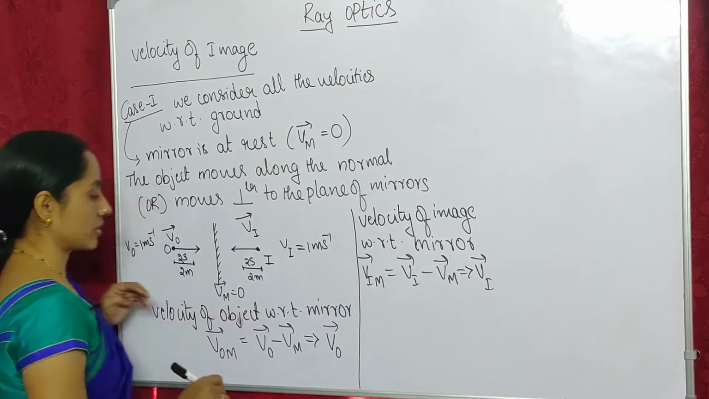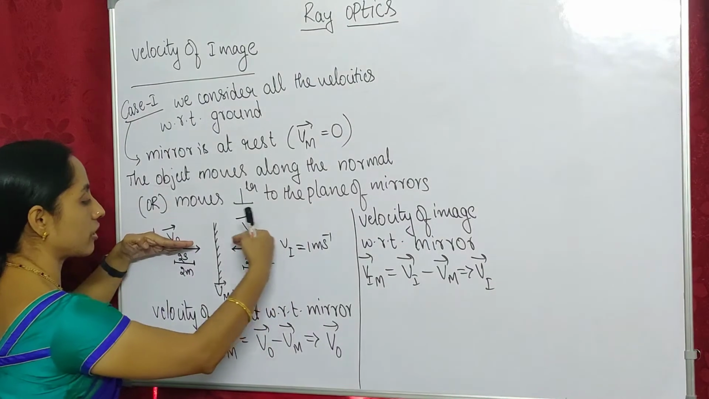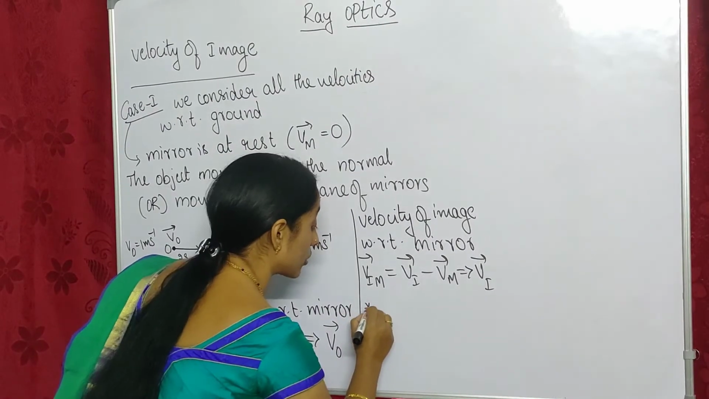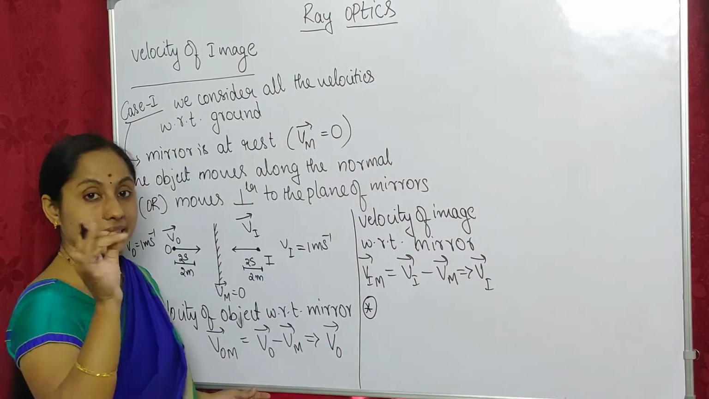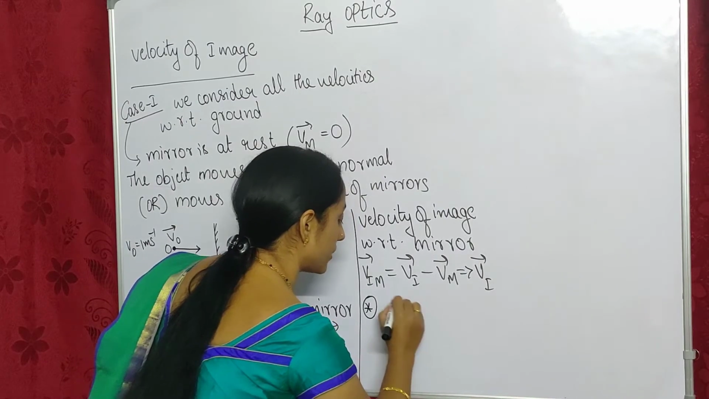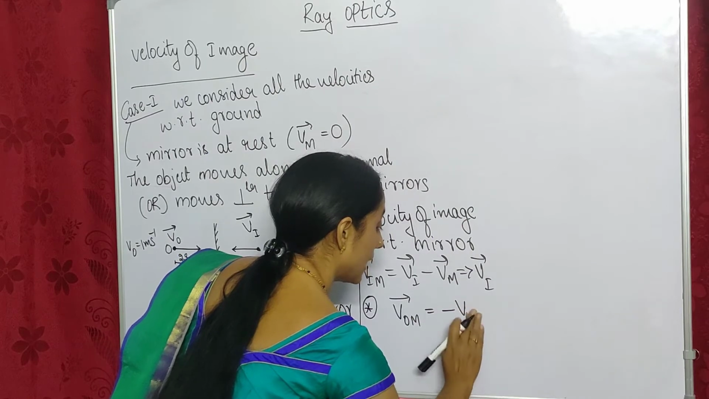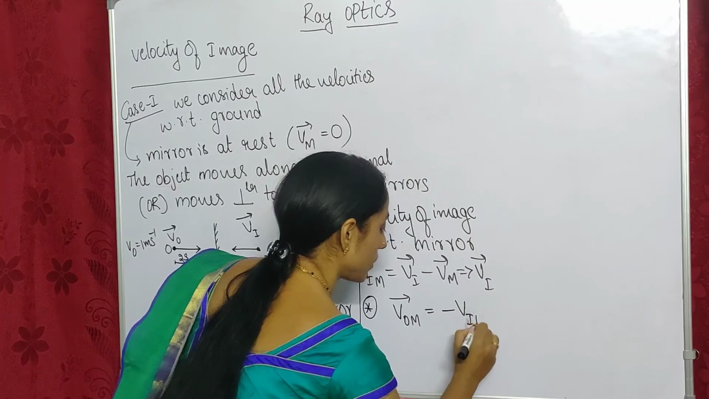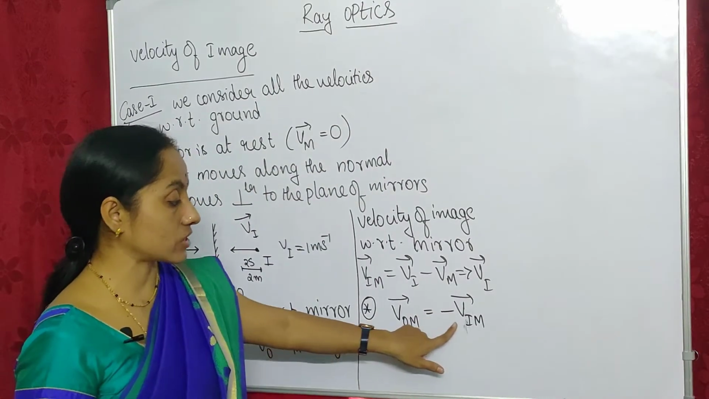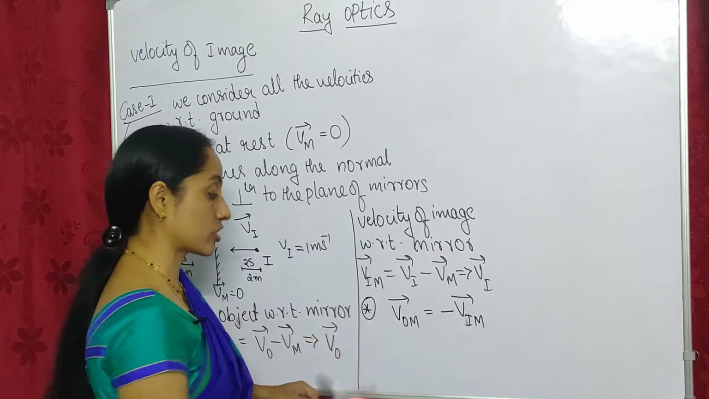Look at the direction. Velocity of object is along positive x direction, velocity of image is along negative x direction. So we need to conclude one important thing, that velocity of object with respect to mirror is equal to minus of velocity of image with respect to mirror. Why did I write the minus symbol? It indicates opposite direction.